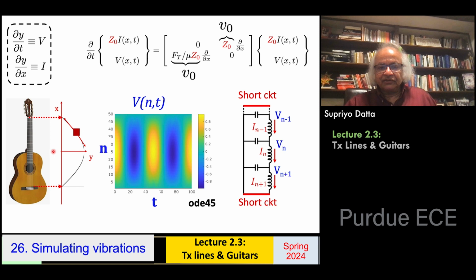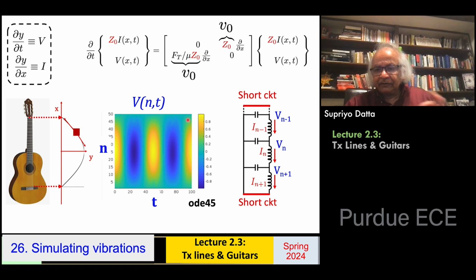So you pluck the string, so in the middle, you have a big voltage, or you have the big displacement right there. And then when you let it go, it starts vibrating. So it goes from some positive value to some negative value, again to some positive value, and so on.